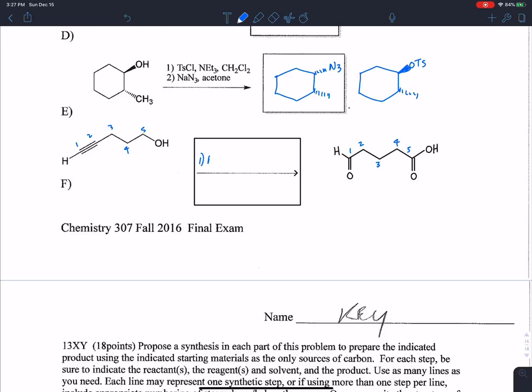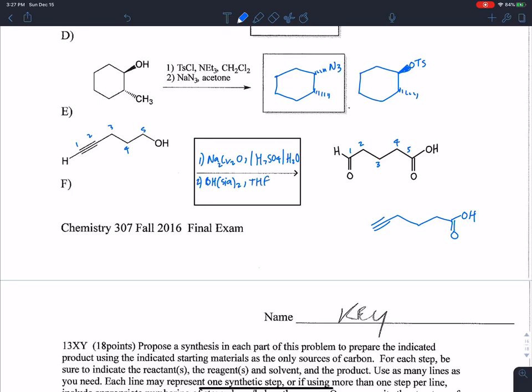So let's do Na2Cr2O7, H2SO4, and water first. If I do that, right now my answer is this. This turned into a carboxylic acid. And then I can do my BH3 or BHCl2 thing.